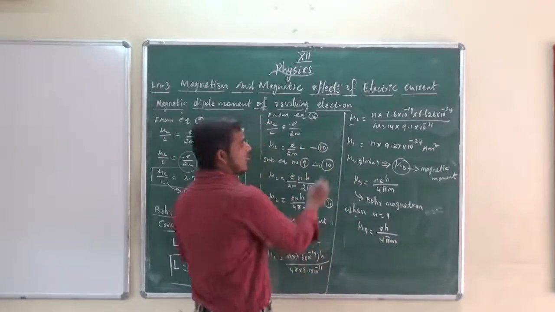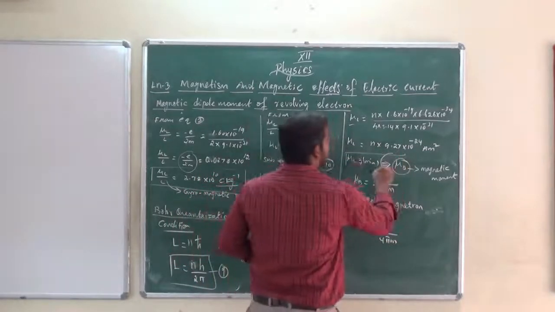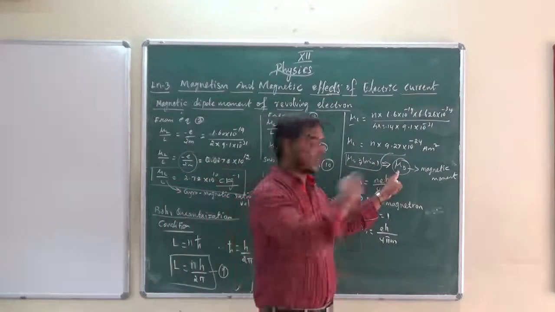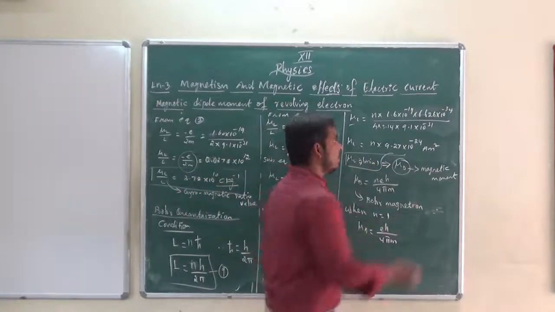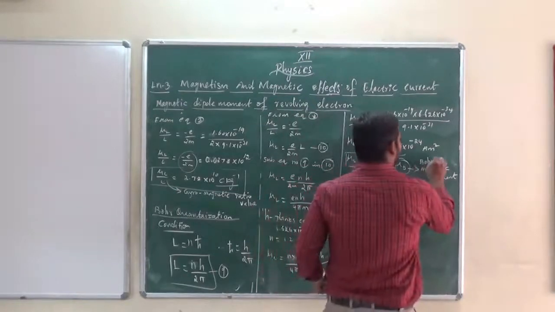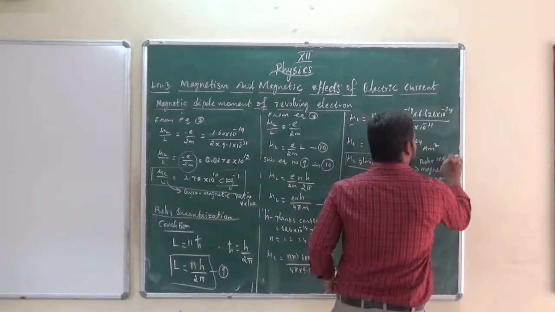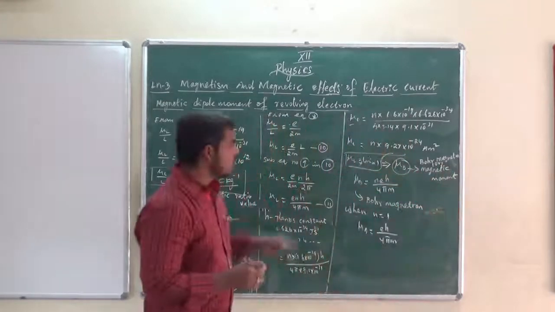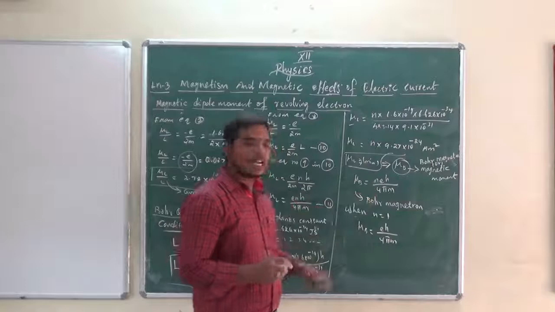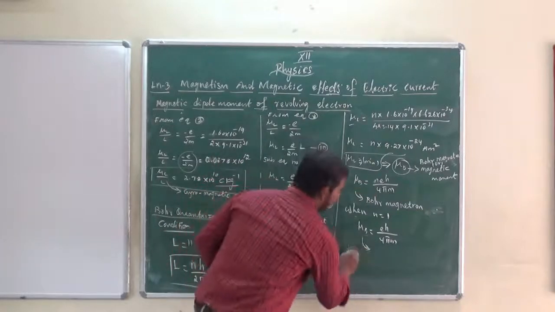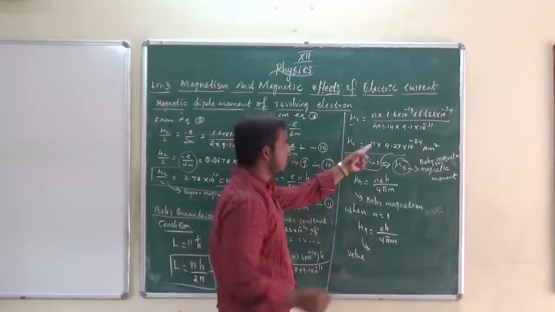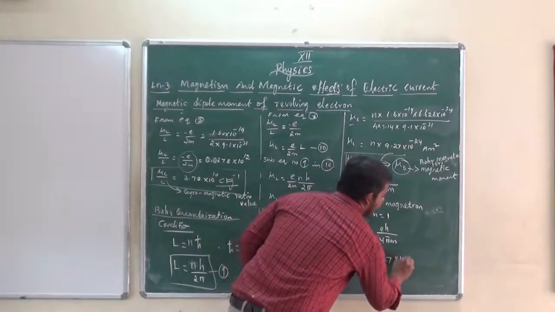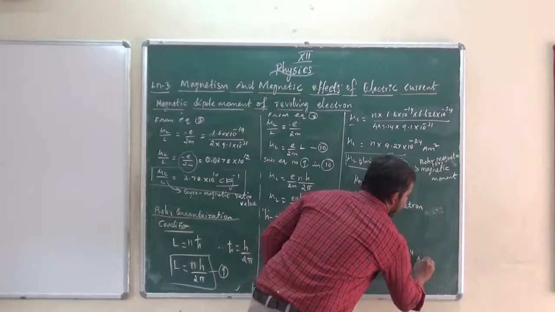Because the orbital magnetic moment is going to the minimum. See what I have written here: mu is equal to minimum. So that is converted into the magnetic moment, the Bohr magnetic moment or Bohr magneton. What is the Bohr magneton value? When you substitute n is equal to 1 in the above equation, we get 9.27 into 10 to the power of minus 24 ampere meter square.